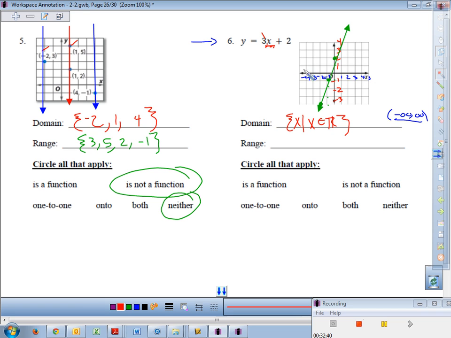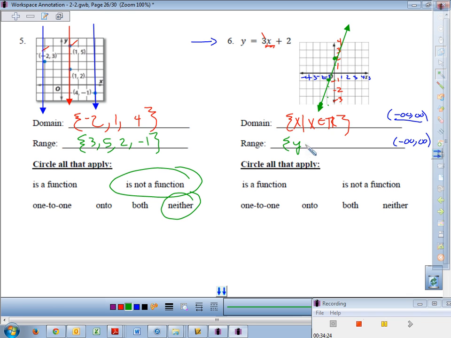I checked left to right for domain, because that's what x's role is. Y's, isn't that up and down, correct? How low will this go? Negative infinity. How high will that go? So isn't that our range also in interval notation? And now see if you can write it correctly in set notation.